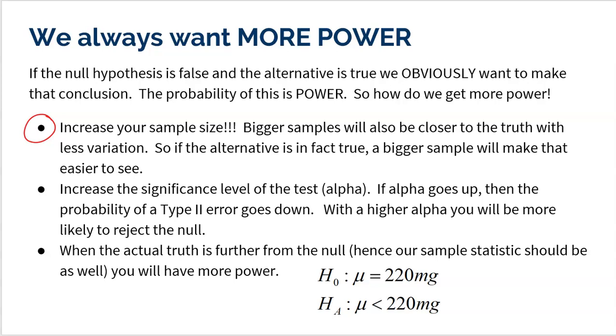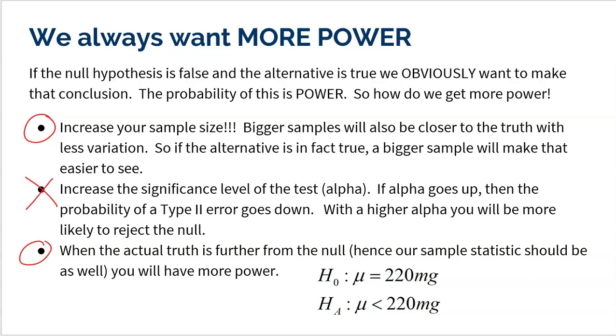Increase the significance level. If I make my alpha higher, then the probability of type 2 error actually goes down. So with a higher alpha, you will be more likely to reject the null. If I'm more likely to reject the null, then I'm going to reject the null more often. But I actually don't like doing that because we don't want a higher alpha, because now we have an increased risk of type 1 error. So the third option is to gather evidence that's actually further from the null, right? So when the actual truth is very far from the null, then your sample statistics should show that, and that's going to give you more power.